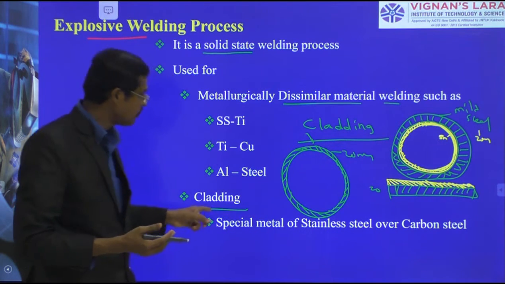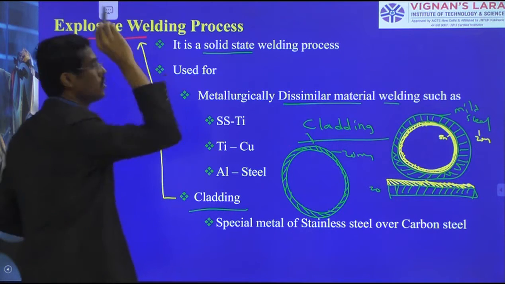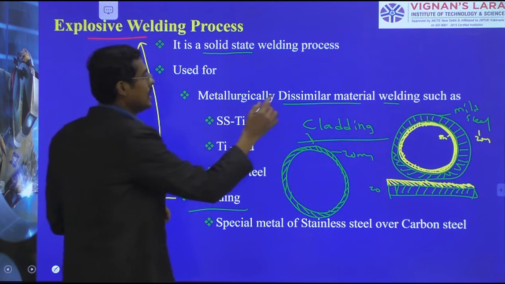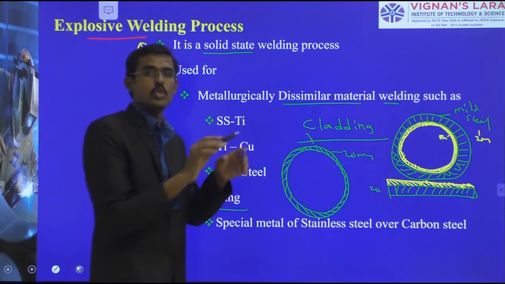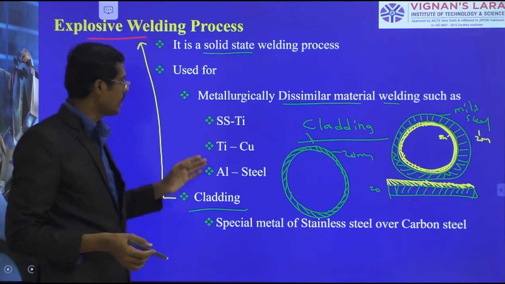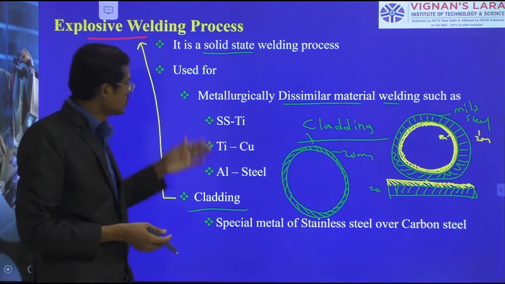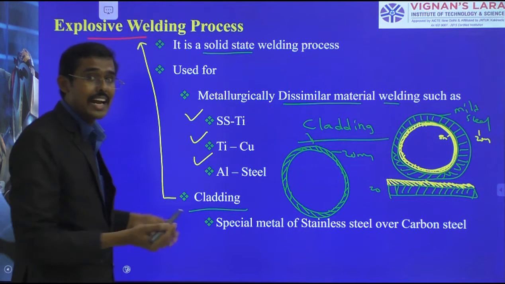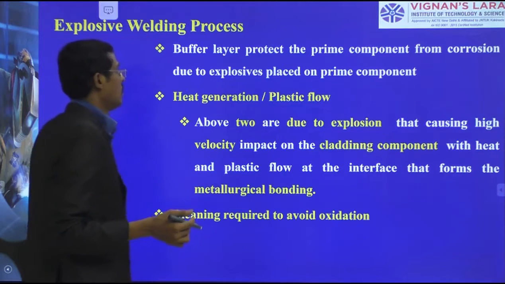This cladding treatment can be done by using the explosive welding process. That is what I have given: the metallurgically dissimilar material welding process. Steel with stainless steel I am joining. Similarly, there are others: stainless steel with titanium, titanium with copper, aluminum with steel, some combinations according to need. I have taken the example of the boiler plant, but some other examples we can also do. So this cladding treatment is done by using explosive welding methods.